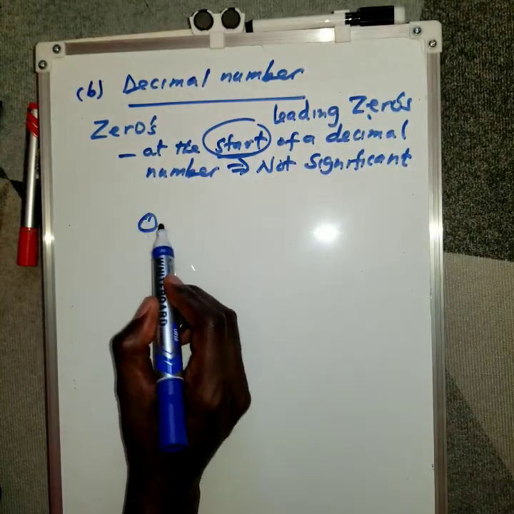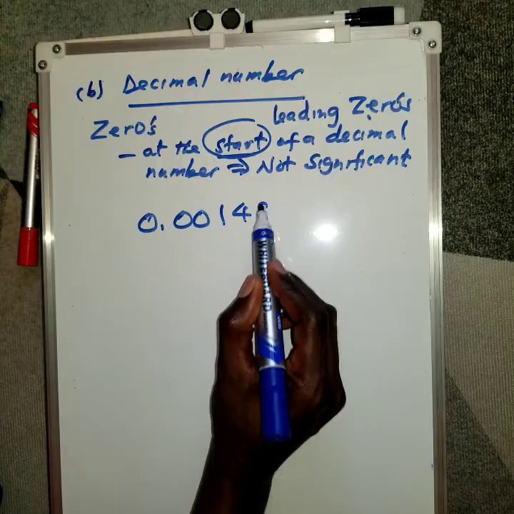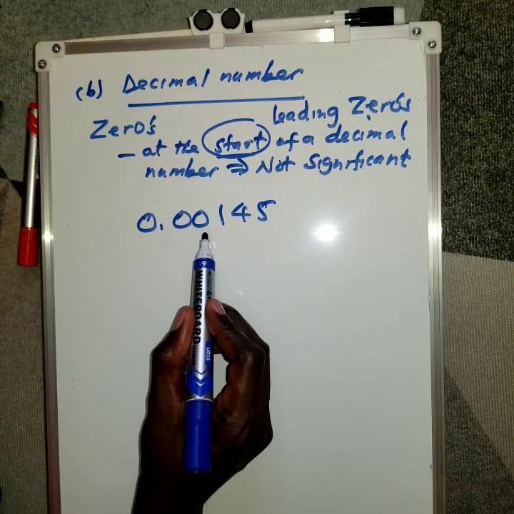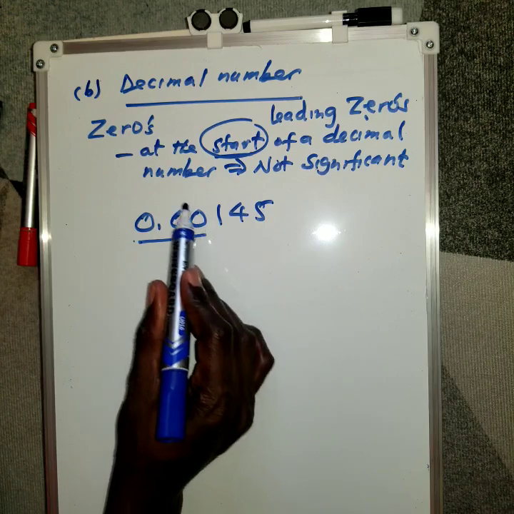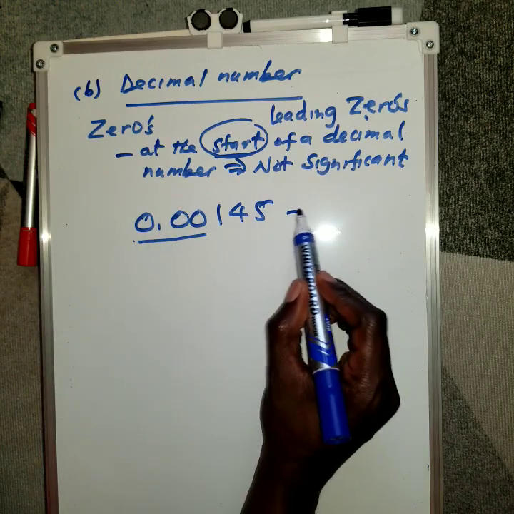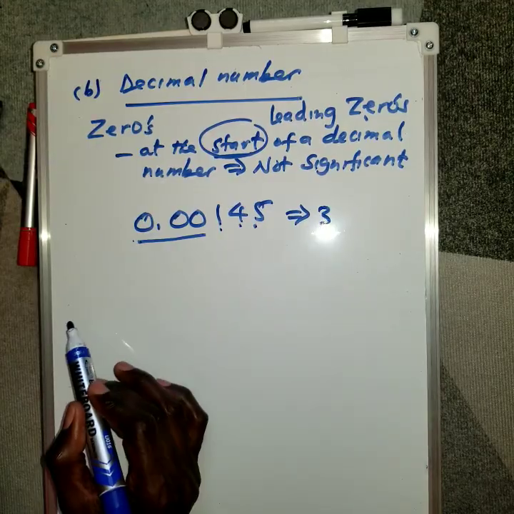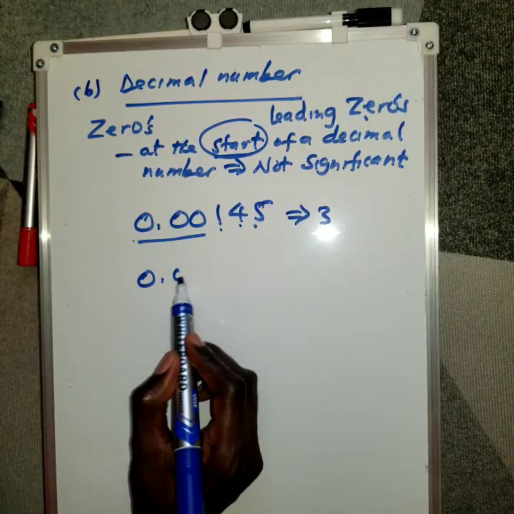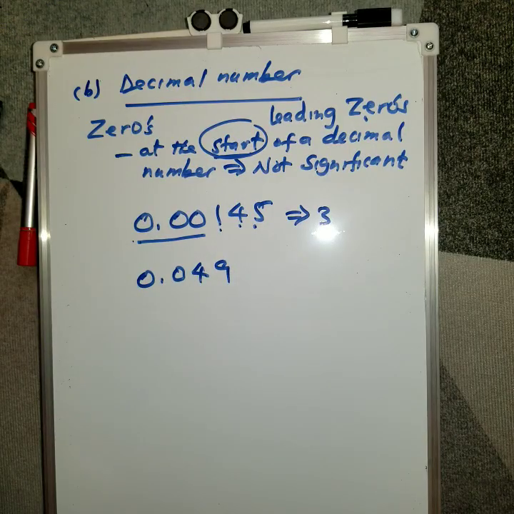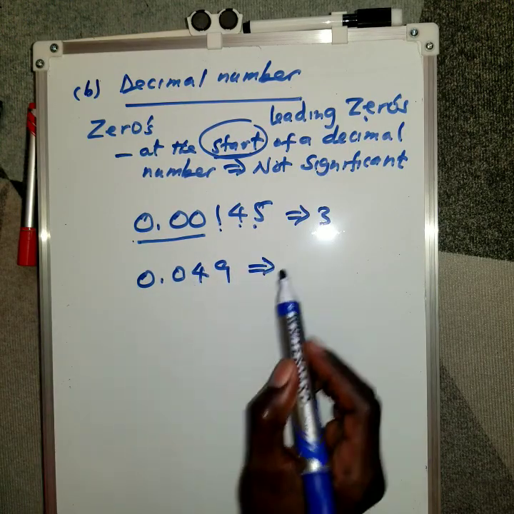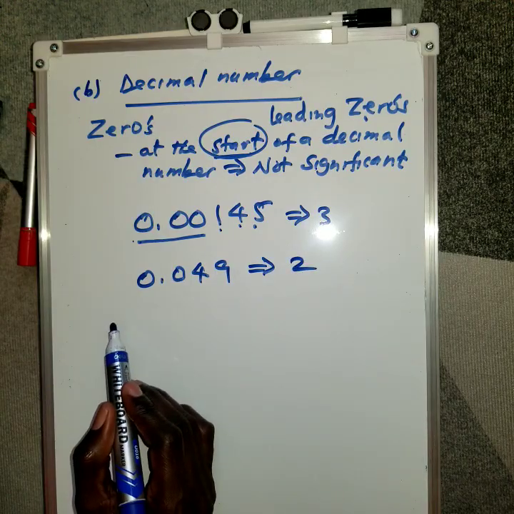For example, you have a number 0.00145. So it simply means that these zeros at the start, at the beginning, we call them leading zeros. They are not actually significant. So how many significant figures are there? It simply means 1, 2, 3. So there are only 3 significant figures. Suppose that, such a digit that I had there, how many significant figures again are going to be there? It simply means that there are only 2 significant figures.